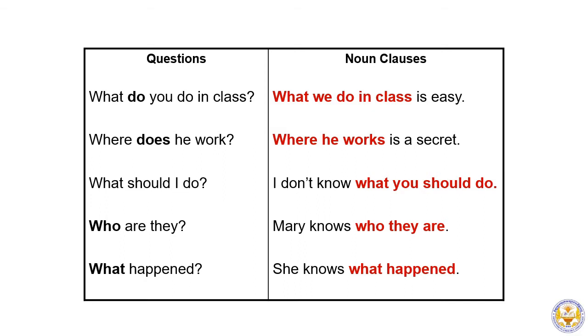You can see that this noun clause begins with WH word what, and then we have the subject we and the verb do. The noun clause is in the order of subject verb. It's like a sentence. The difference is that it begins with the subordinating conjunction, but this time it begins with WH word. Where does he work? Where he works is a secret. What should I do? I don't know what you should do. Who are they? Mary knows who they are. What happened? She knows what happened.